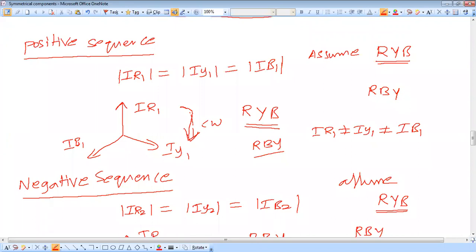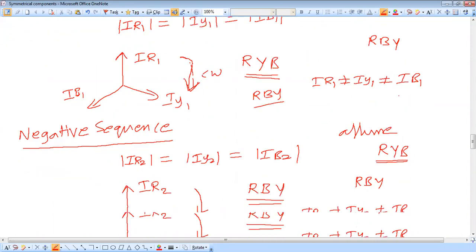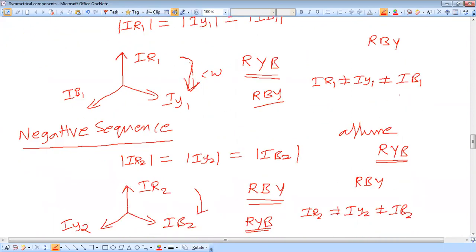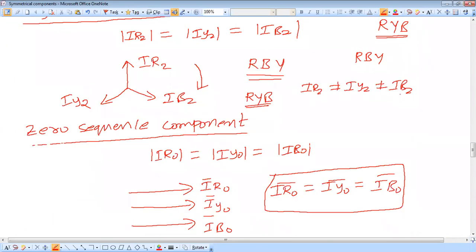The phase sequence of the positive sequence component is the same as the original phase sequence. What is the negative sequence component? It is opposite to the original phase sequence. And the zero sequence component means there is no phase sequence because all are in phase.